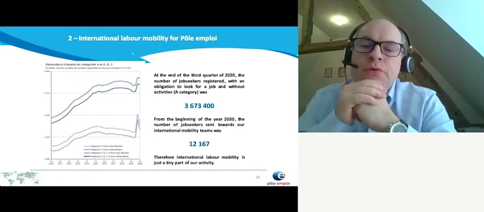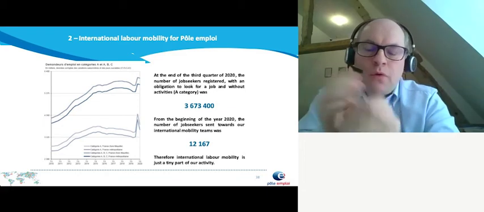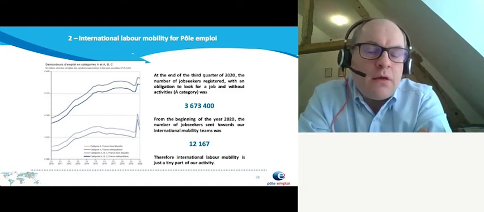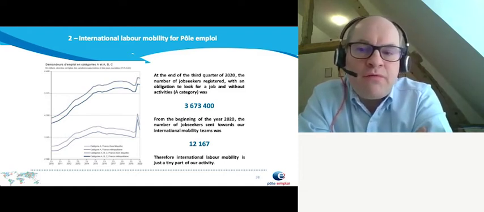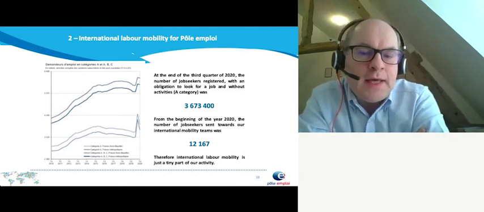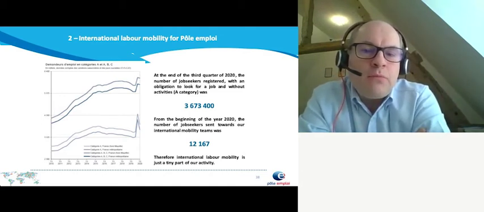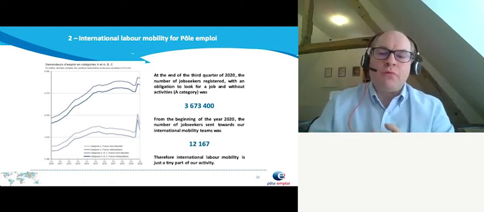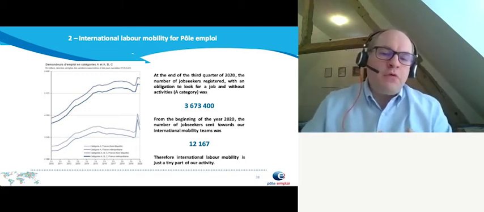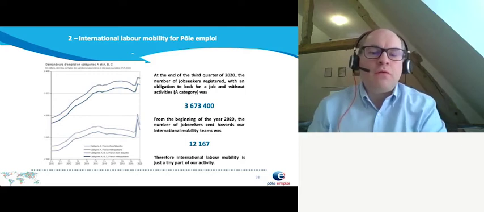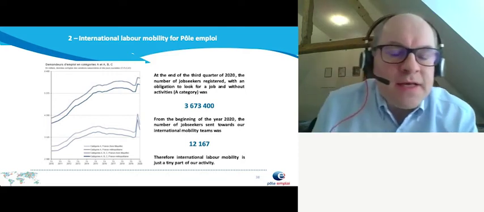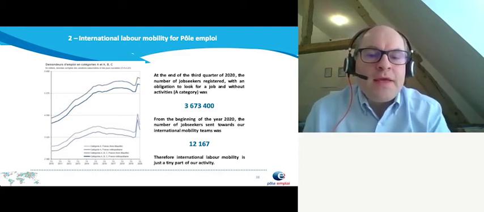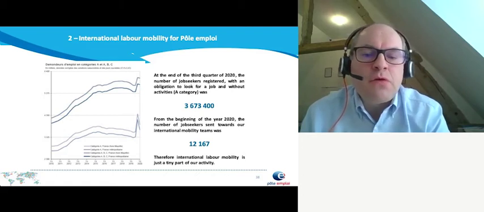What does the international labour mobility market look like for Pôle Emploi? My predecessors spoke a lot about the impact of the COVID crisis on what we're doing, and here on the screen you can see the different evolution curves for the number of job seekers that have signed up to Pôle Emploi. If we were to take job seekers from category A, so those are those that have signed up, they are obliged to look for a job without activities. There was a peak during the first lockdown in the spring of 2020, but for the third quarter there was another peak as well.